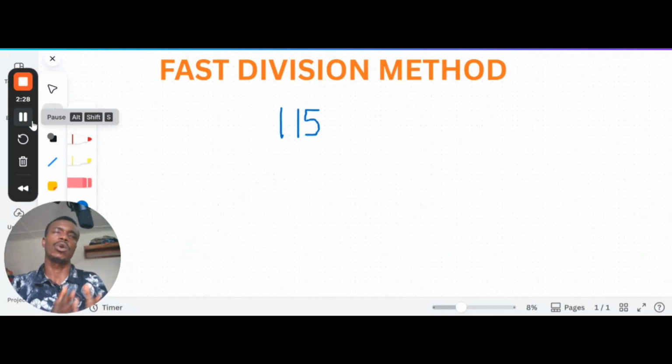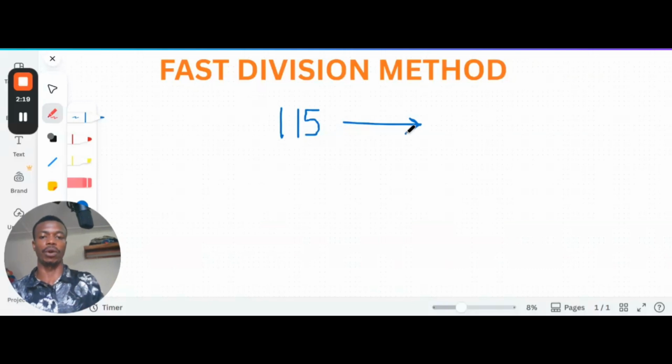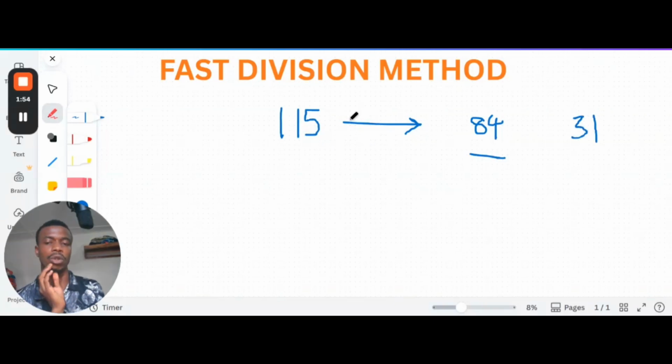So now let's try 115 divided by 7. This is very complicated. We don't know the answer. So let's start by anchoring it with something we know. We know 84 divided by 7 is 12. So let's start with 84. When we take 84 away from 115, how many are we left with? We're going to be left with 31. We're going to do 84 divided by 7 and 31 divided by 7. And as we just saw, 84 divided by 7 is 12.